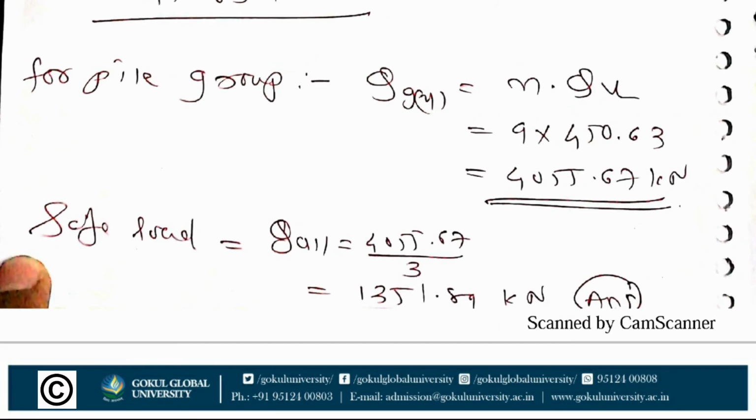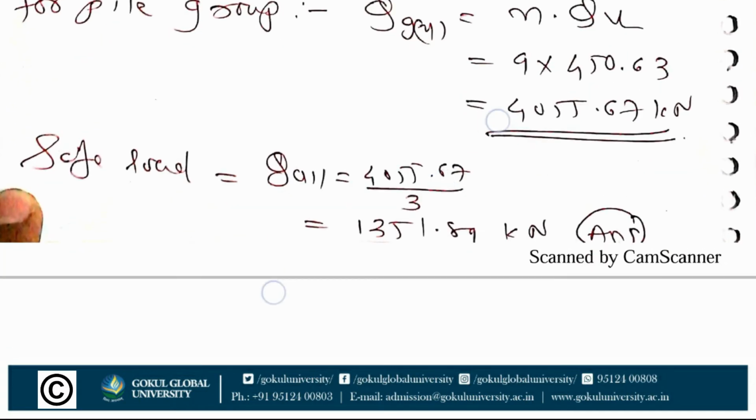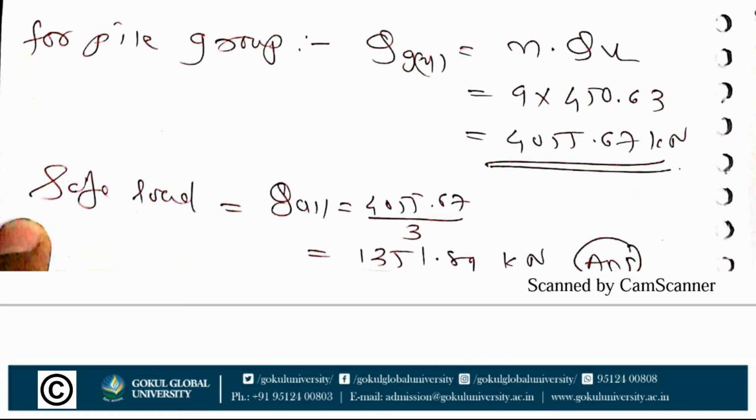But we have to calculate the ultimate load. We have to calculate the safe load on the pile. So how can we calculate safe load? As the ultimate load for individual pile is less, it will govern the design. So safe load on the pile group is Q allowable. Allowable means it is allowed to transfer the load into the pile group. It means safe load.